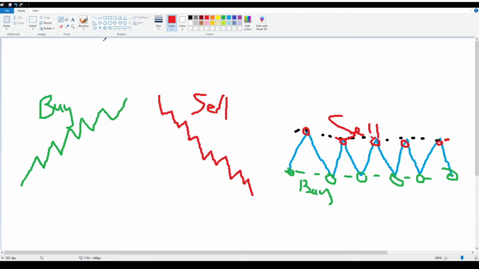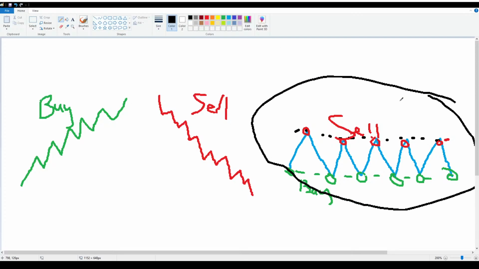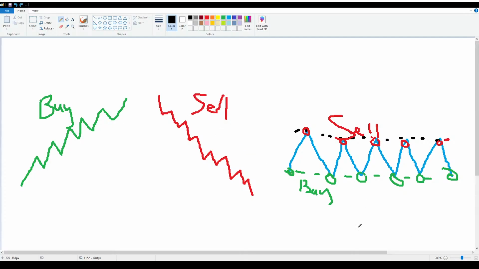Because an uptrend is straightforward. You're looking for a buy trade because the market is going up. A sell trade is straightforward because you're looking for the market to go down. But in a sideways trend, guys, you have an instance where you've got the price busy moving in between two levels. So when it's at the top of that particular range level, that's where you sell. And if it's at the bottom of that range level, that's when you buy.